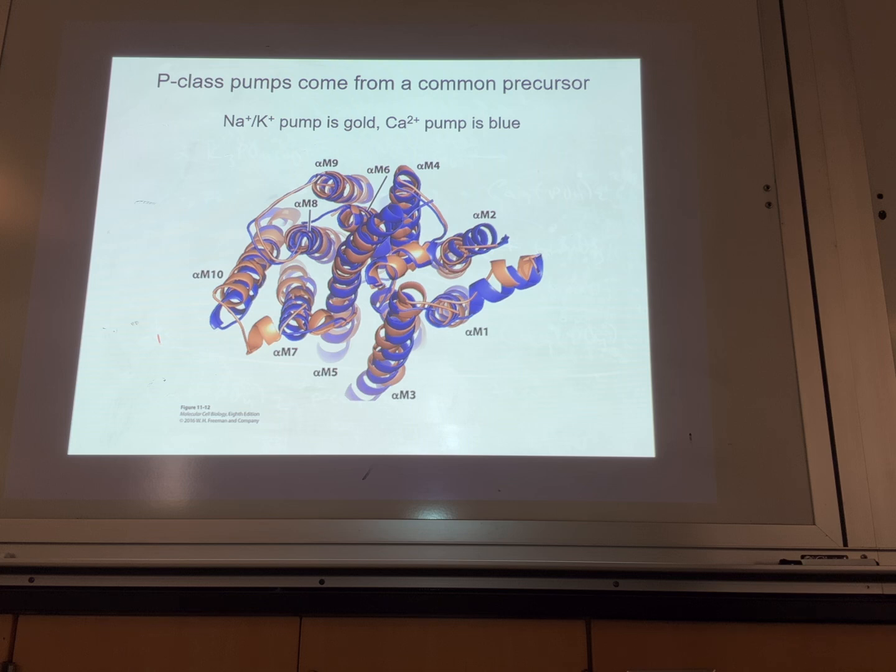And that tells us, of course, that they come from a common precursor. But we can also see that from looking at the sequence of the protein itself and doing homology. And we can see that there's a lot of homology between these receptors as well. Okay, now let's take a little break and talk about our F-type ATPases.